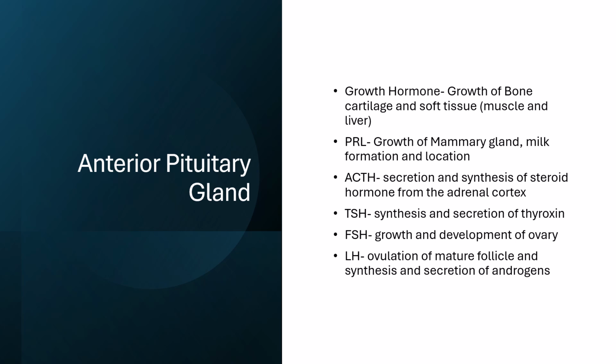There's ACTH, which is involved in secretion and synthesis of steroid hormone from the adrenal cortex. Thyroid stimulating hormone, which is the synthesis and secretion of thyroxine. Follicle stimulating hormone, which is involved in the growth and development of the ovary. And LH, which is the ovulation of the mature follicle and synthesis and secretion of androgens.